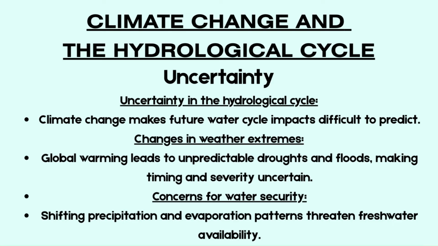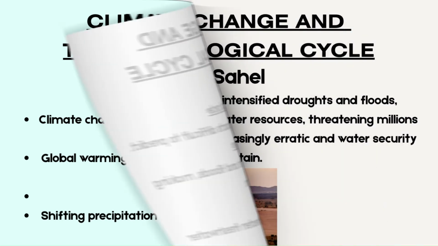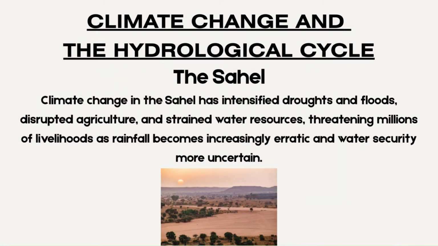This uncertainty creates significant concerns for water security, as changes in precipitation and evaporation patterns can directly impact the availability of freshwater resources. The need for adaptive water management strategies is becoming increasingly urgent to address these evolving risks. The Sahel, a semi-arid region just south of the Sahara Desert, has been significantly impacted by climate change.